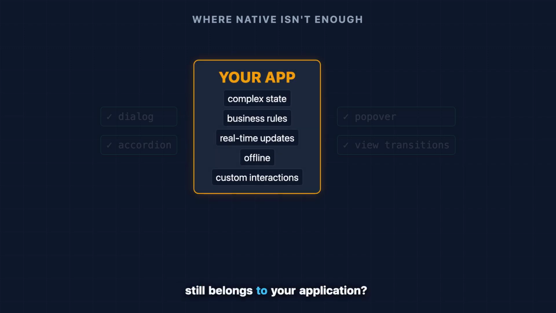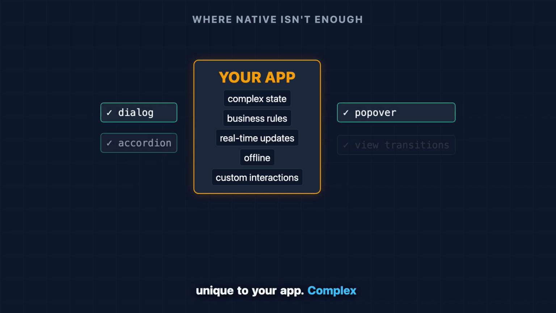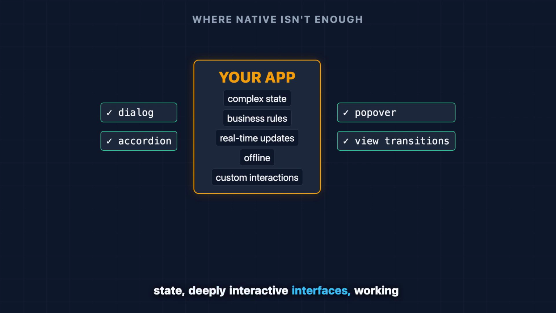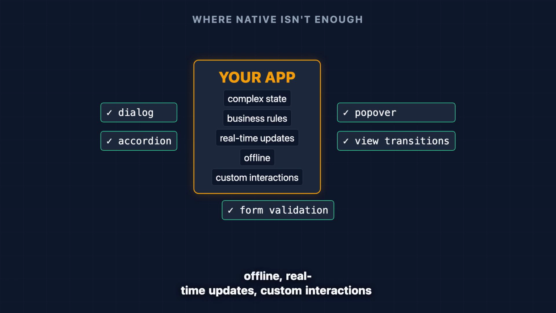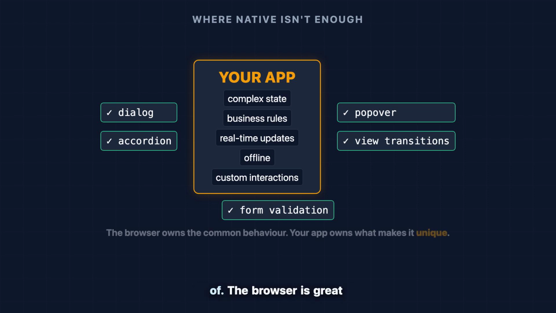So, what still belongs to your application? The things that are actually unique to your app: complex state, deeply interactive interfaces, working offline, real time updates, custom interactions the browser has no concept of. The browser is great at the standard predictable behaviors, the ones every site rebuilds the same way. Your app's real complexity is still yours to write. And that's exactly the point. Let the browser handle the common stuff so you can spend your effort where your app is actually different.